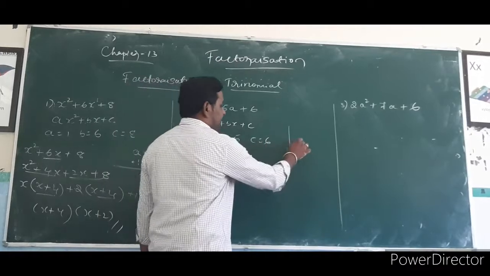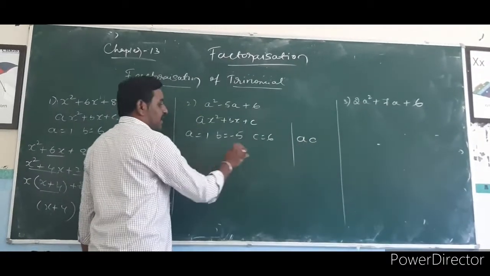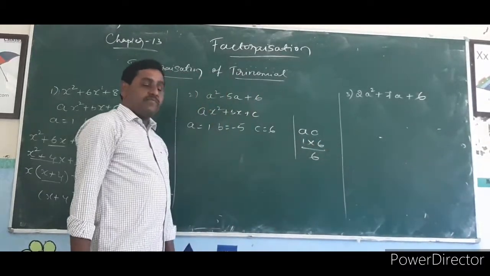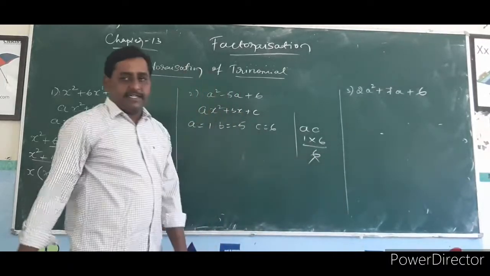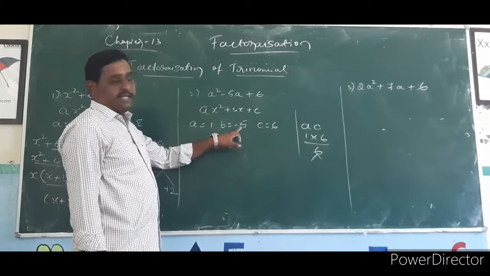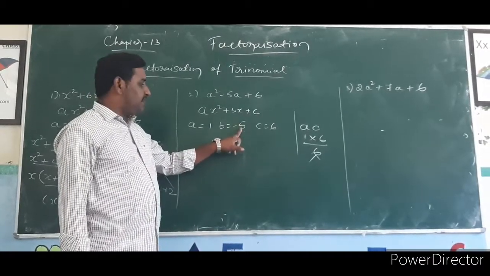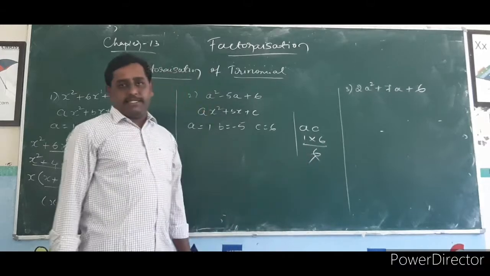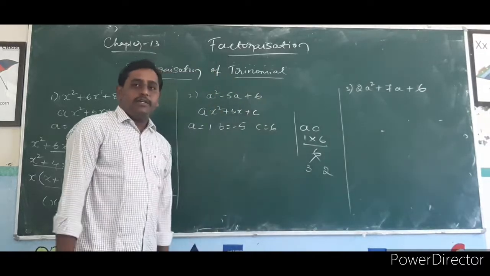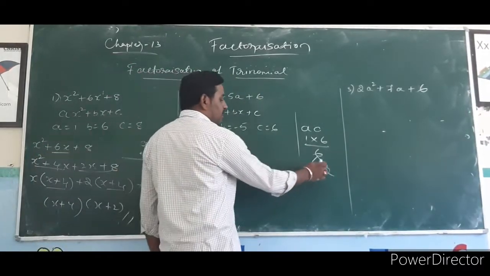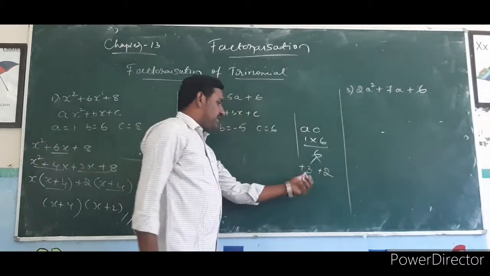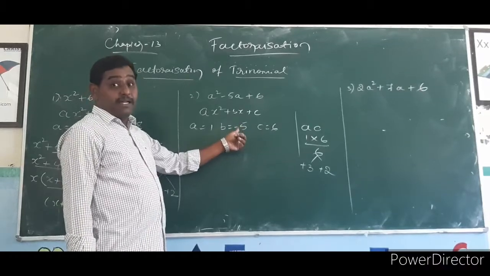First step, a into c. The a value is 1, the c value is 6, so 1 into 6 is 6. Then you are going to divide into two factors. How to divide? So that the sum must be equal to minus 5, and the product you will get plus 6. I am taking two numbers, 3 and 2. 3 2s are 6. But if I am taking plus sign, plus 3 plus 2, you will get plus 5. But here minus 5 is there.